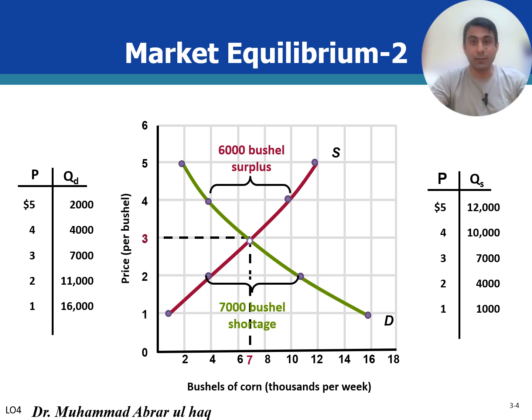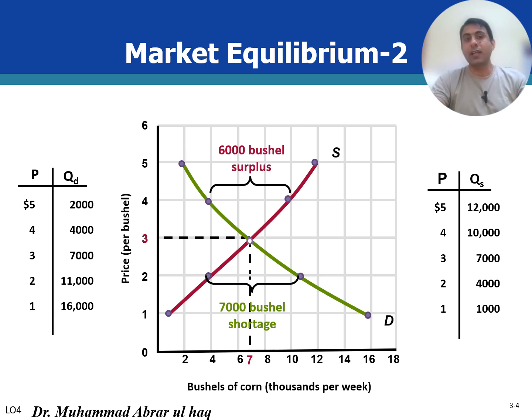toward equilibrium. As the price rises from $2 towards $3, the quantity supplied increases as more producers find it profitable to enter the market or increase their output, while the quantity demanded decreases as consumers reduce their demand due to the higher prices. This process continues until the market returns to the equilibrium price of $3.